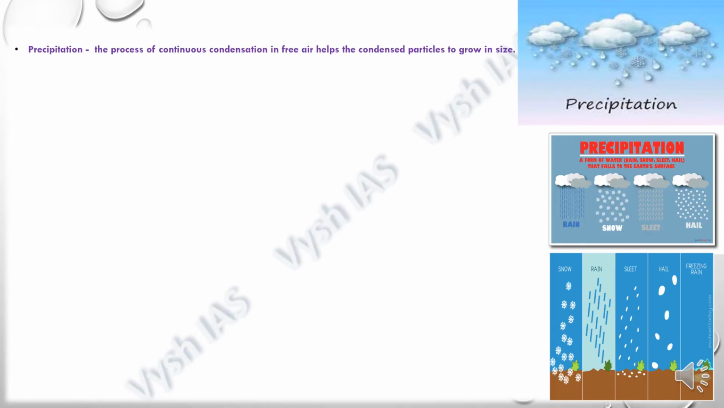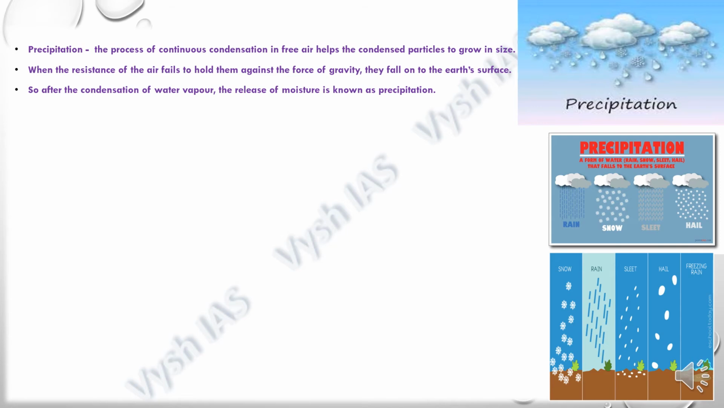Then we have precipitation or rainfall. The process of continuous condensation in free air helps the condensed particles to grow in size. When the resistance of the air fails to hold them because of their weight or density against the force of gravity, they fall on Earth's surface in the form of different precipitation forms, which you can see in the picture. After the condensation of water vapor, the release of moisture is known as precipitation.